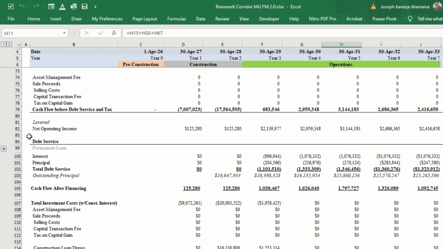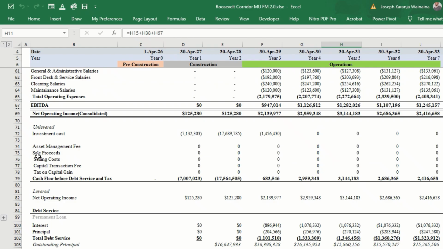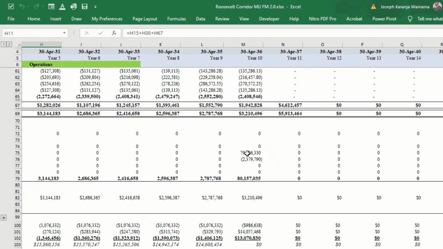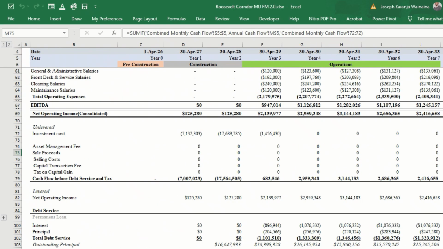So here you have the levered net operating. Sorry, let me just take you through the sales process, the capital items. We have the sales proceeds expected. We have the selling costs that will be incurred upon exit. You can see here below. This is only based on the cap rate that has been selected. It is 6%.